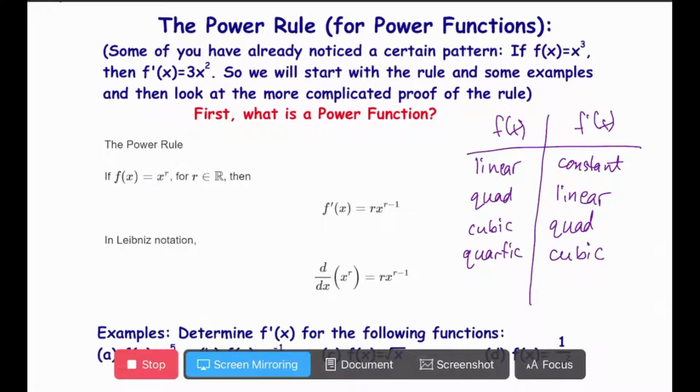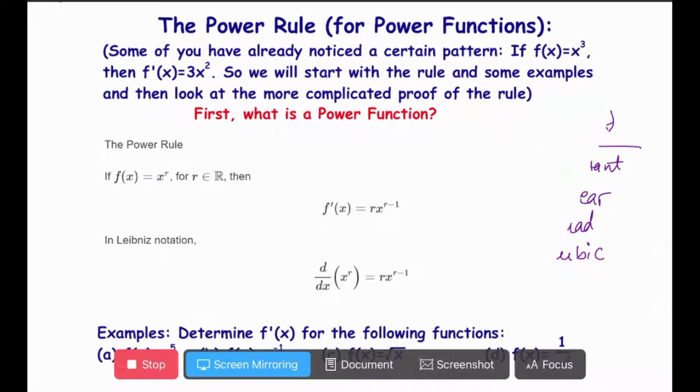And so we're going down 1 degree in our equation. So if it had a power of 3, its derivative has a power of 2. If it had a power of 2, the derivative is linear with a power of 1, and so on. And now we're just making this a little more specific instead of just describing the degree of the function in general terms. So let's start with the rule, and then some examples, and then look at the more complicated proof of the rule. So first, what is a power function? Well, it's just going to be anything with a degree on the variable.